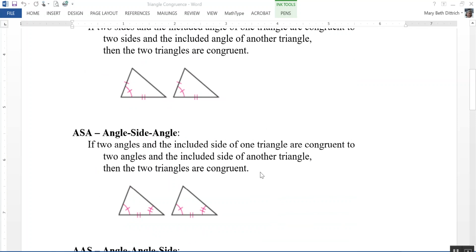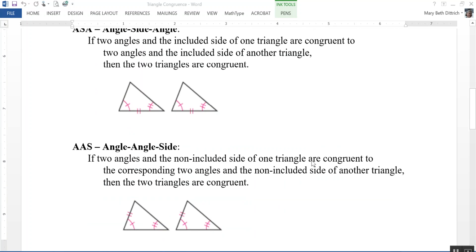ASA is angle, side, angle. If two angles and the included side of one triangle are congruent to two angles and the included side of another triangle, then the two triangles are congruent. Here we have an angle, an included side, and another angle of each of those triangles shown as congruent to each other, so those two triangles are congruent.